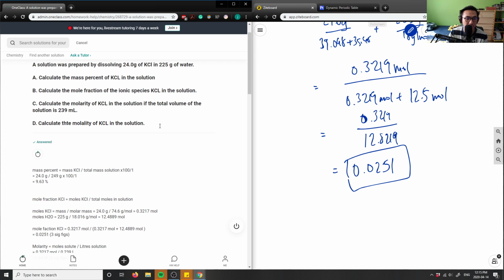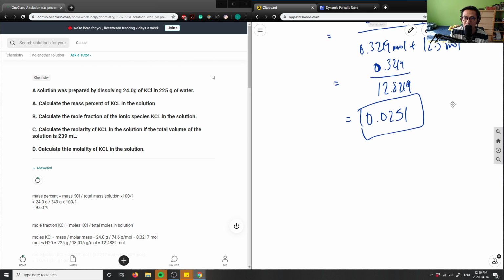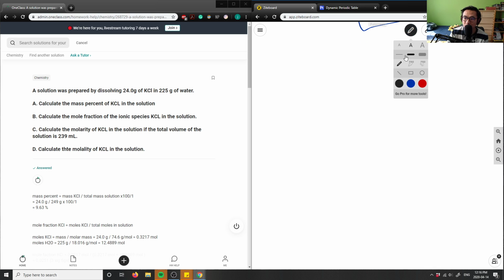Let's see what they did here. They did the same thing. Mole fraction equals moles of KCl over total moles. That's good. Mass over molar mass gives you 3.217. I got 39, close enough here. And then water is 225. Yeah, that's good. It was 12.48. I got 12.5. And they divided by the total here to get 0.251. And that's the exact same thing, 0.251. Sweet. So that's B. This is a long question.